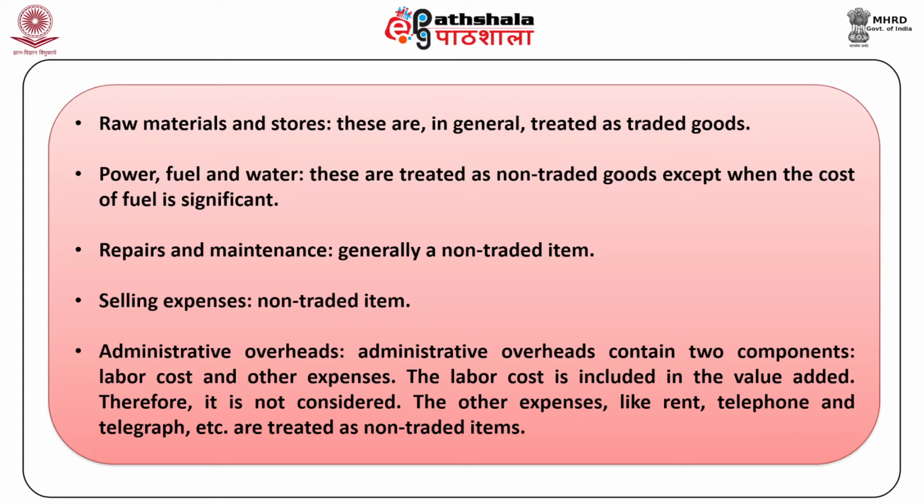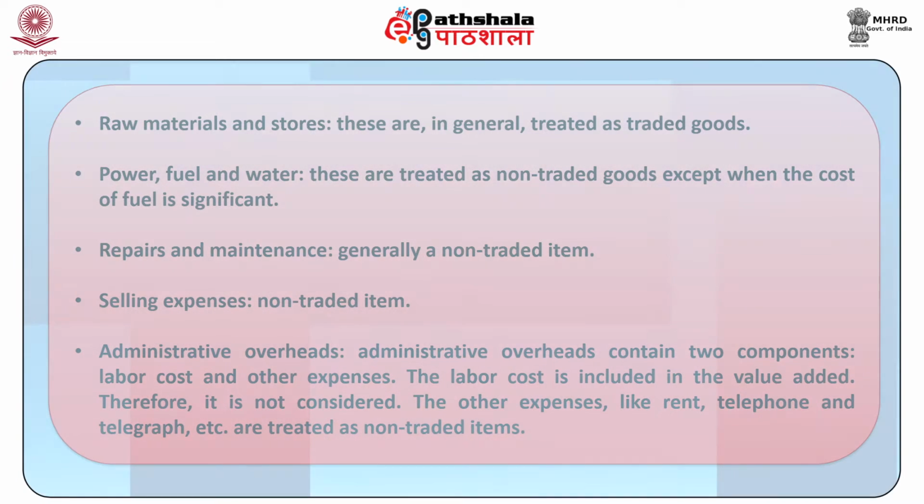Fifth is administrative overheads. Now, administrative overheads contain two components, labor cost and other expenses. The labor cost is included in the value added. Therefore, it is not considered. The other expenses like rent, telephone and telegraph etc. are treated as non-tradable items.